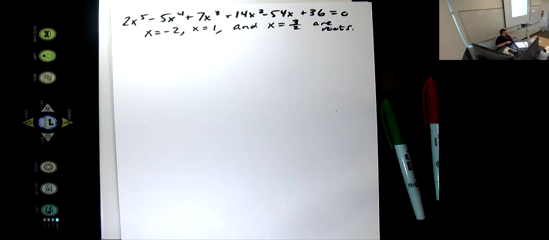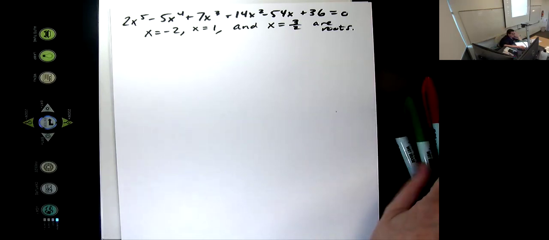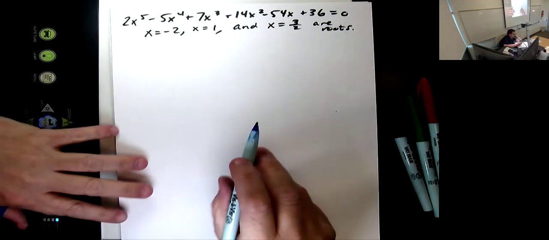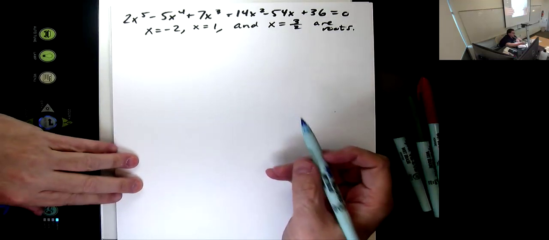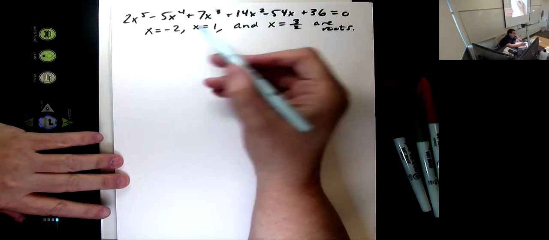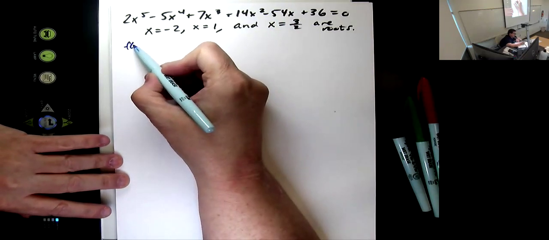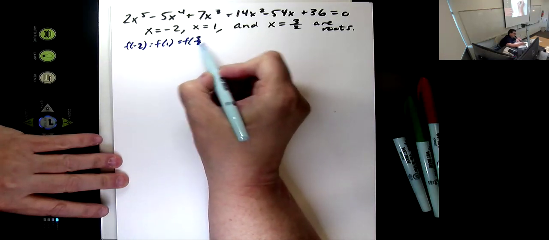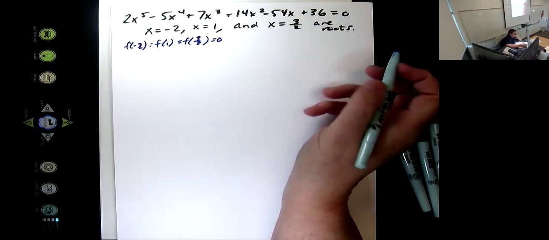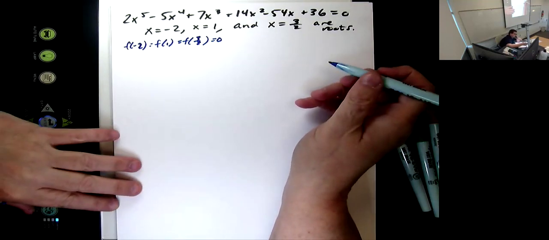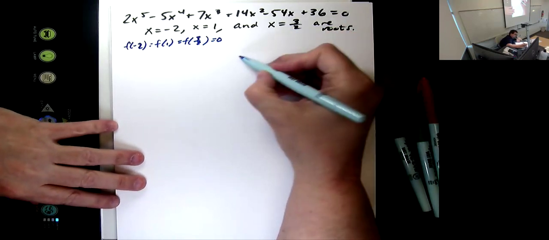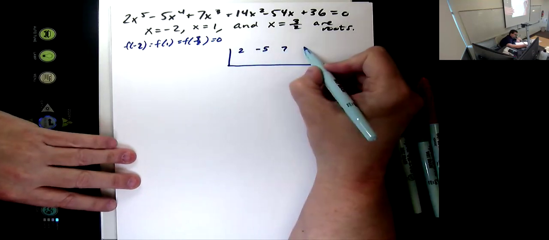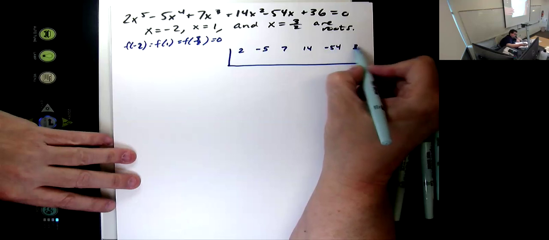All right, so we want to find the other two roots. And this wouldn't work unless we had those 3 roots, right? We have to have those in order to get a remainder of 0 when we do synthetic division. You could verify that these are roots by doing f of -2, f of 1, and f of 3/2, and these should all equal 0. As a reminder of how the remainder theorem plays in. But we're gonna do synthetic division. And I've got 2, -5, 7, 14, -54, and 36.